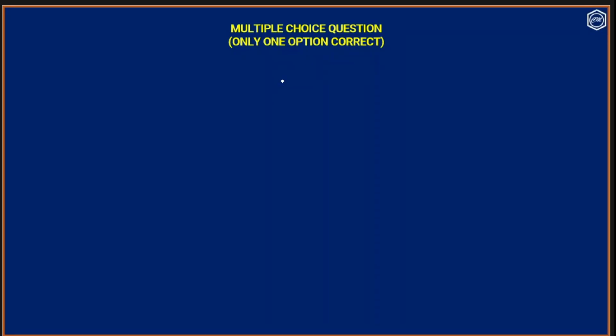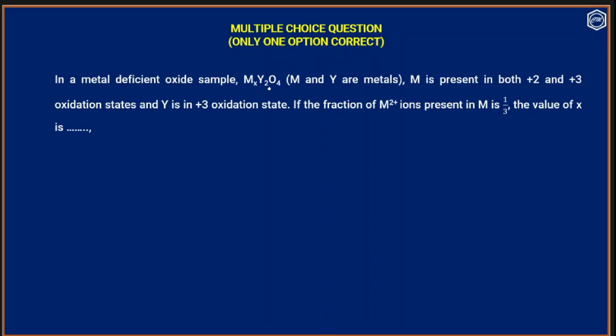Multiple choice question, only one option correct. Question. In a metal deficient oxide sample MXY2O4, M and Y are metals. M is present in both +2 and +3 oxidation states and Y is in +3 oxidation state. If the fraction of M2+ ion present in M is 1/3, the value of X is option 1, 0.25, option 2, 0.33, option 3, 0.67 and option 4, 0.75.